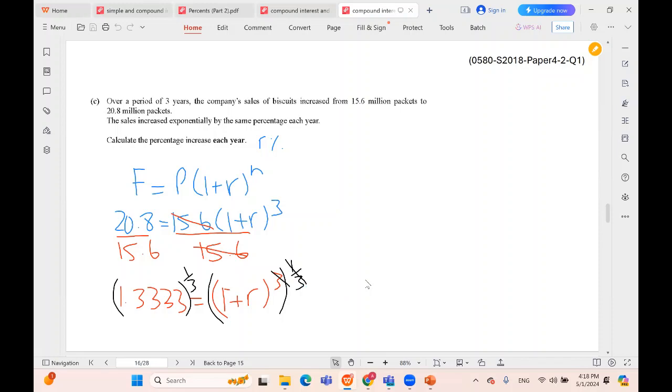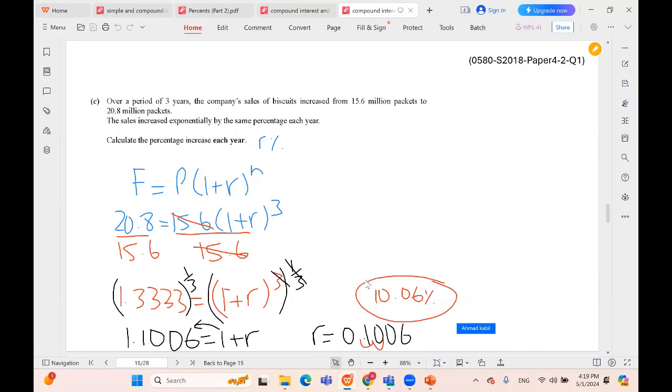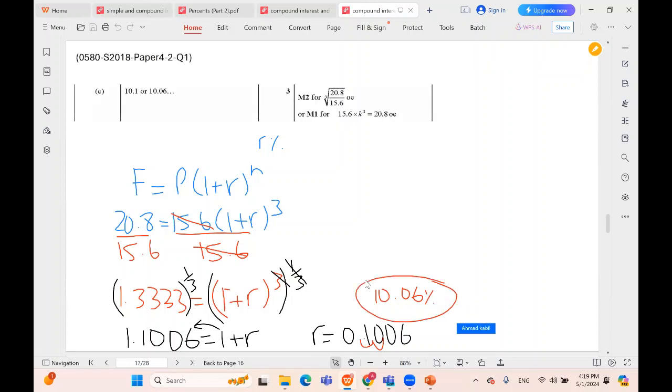And then on the left-hand side, now you have 1.1006 equals 1 plus r. Take the 1 to the other side and subtract. So r equals 0.1006. If we move the decimal 2 places, we get 10.06%. So 10.1 or 10.06, these are correct answers.